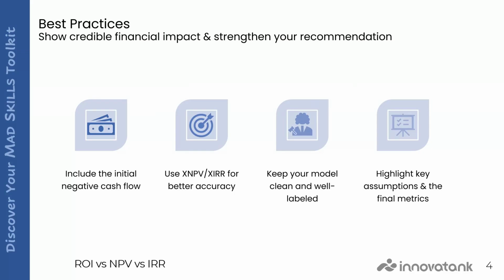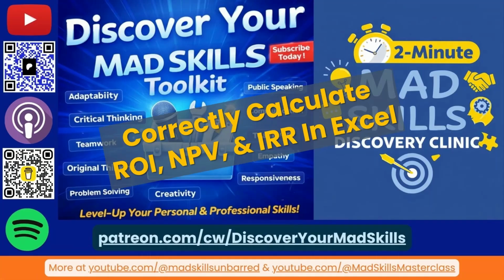The best practices are always to include an initial negative investment for your cash flow, NPV and XIRR when dates matter for better accuracy. Keep your model clean and well labeled so the judges and you can follow the logic and present the results clearly on your slide. Highlight key assumptions and the final metrics that you calculate. These calculations help you show credible financial impact and strengthen your recommendation. There you have it, how to correctly calculate ROI, NPV, and IRR in Excel for case presentations.